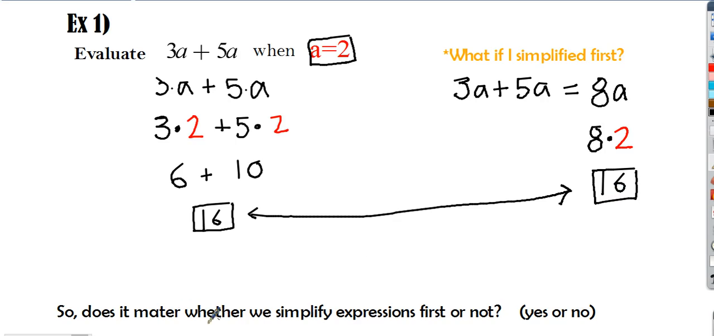So let's answer this question. Does it matter whether we simplify the expression first or not? So evaluating by replacing the number first, or evaluating after simplifying the expression first. Do we get the same answer? Yes. So does it matter? Nope, it doesn't matter. You can go either way. You can go straight into evaluating, or you can simplify first, and you're still going to get the same answer. So it does not matter.